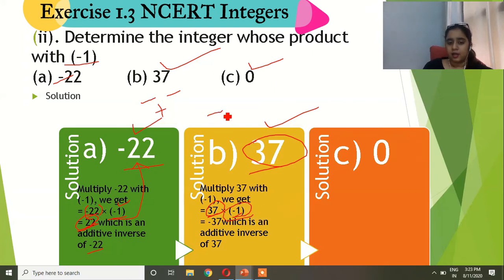And if one number is positive and another number is negative, the sign of the answer is negative. So I will get the answer minus 37, which is the additive inverse of plus 37.